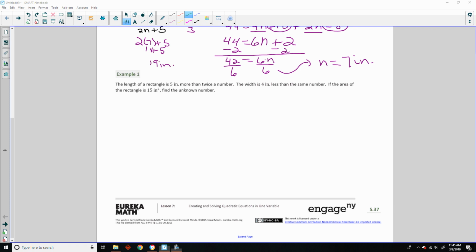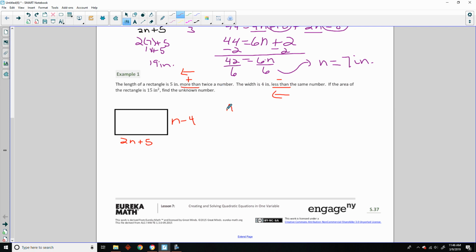Example 1. The length of a rectangle, okay, so here is a rectangle. The length of a rectangle is 5 inches more than twice the number. More than is plus, read it right to left. Twice a number plus 5. The width is 4 inches less than is minus, read it right to left, the same number, n minus 4. If the area of the rectangle is 15 inches squared, find the unknown number.